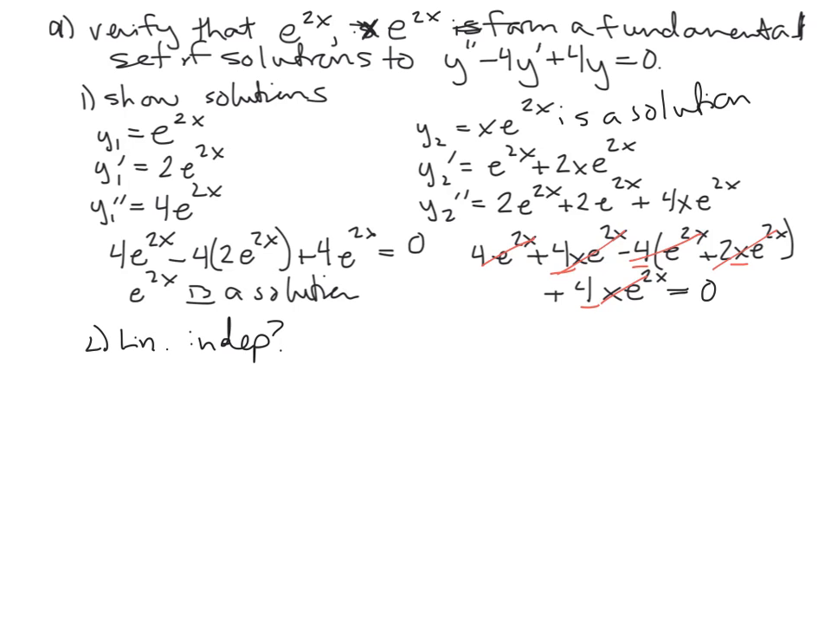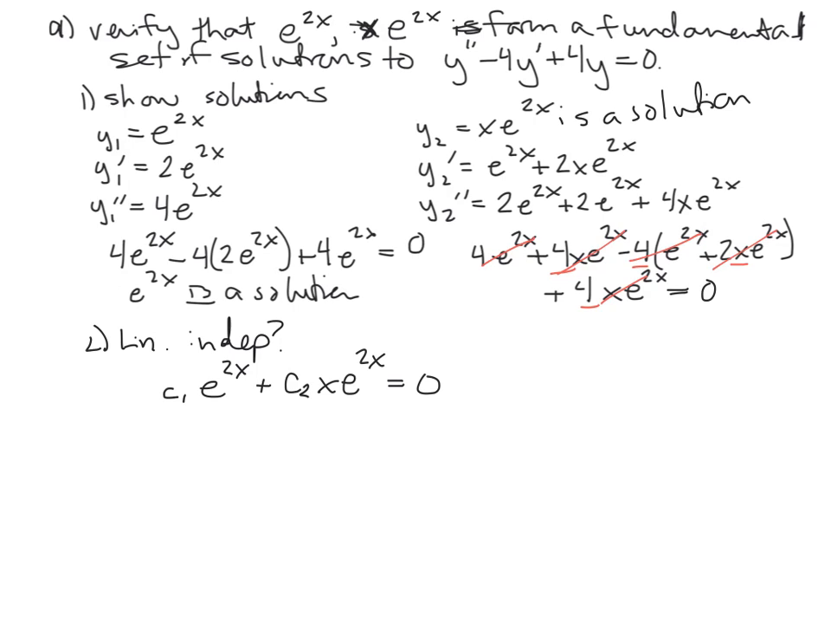Are they linearly independent? I'm going to use the first method. You can use the Wronskian if you want to. The first method: put constants out in front of those functions, plus c2 x e to the 2x. Set it equal to 0.